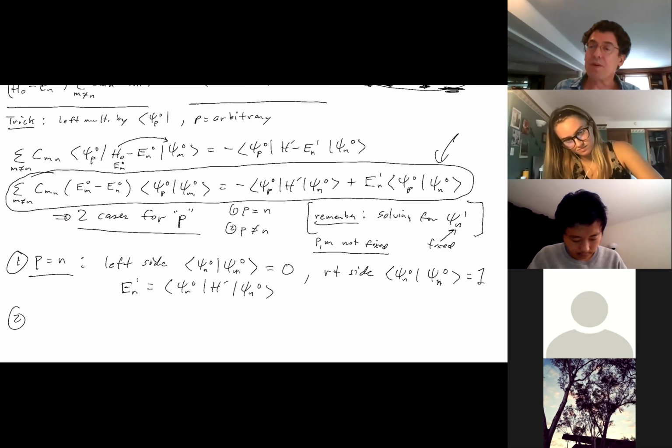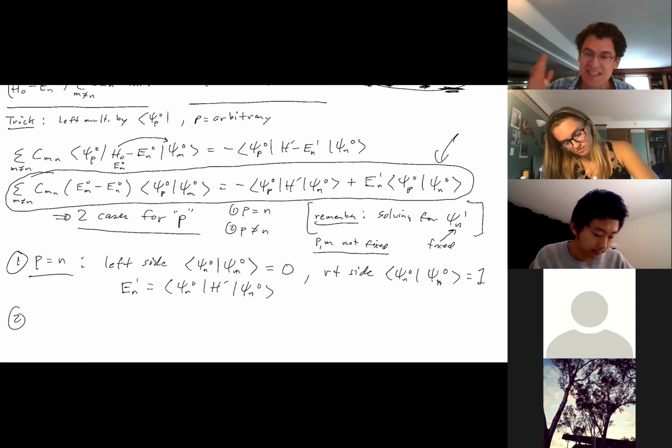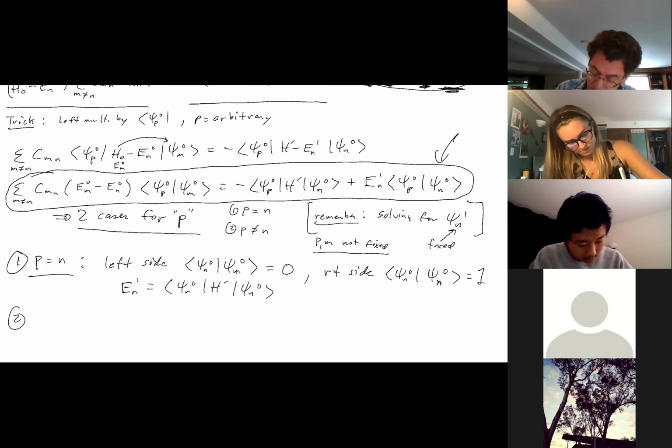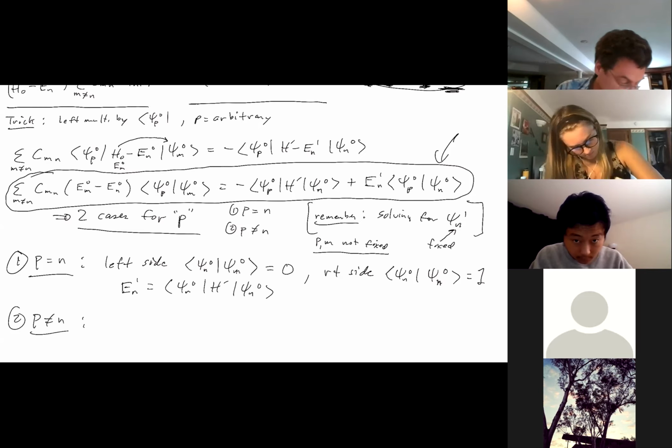Okay, so that's what I end up with. And that's pretty boring because we already knew that. We already solved for that last time. It's nice, that's true, but that's just the first order correction to the energy. Let's do the more interesting case where P does not equal N.